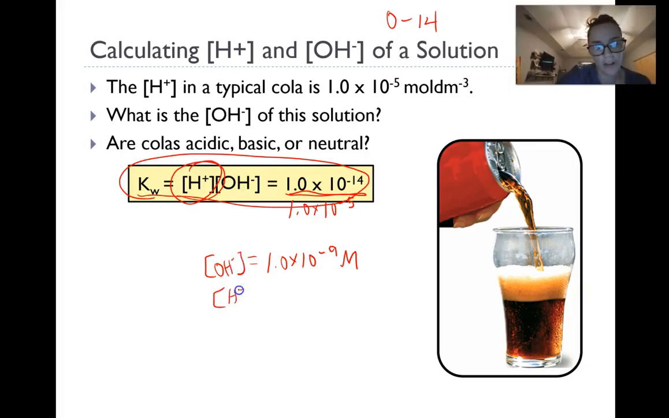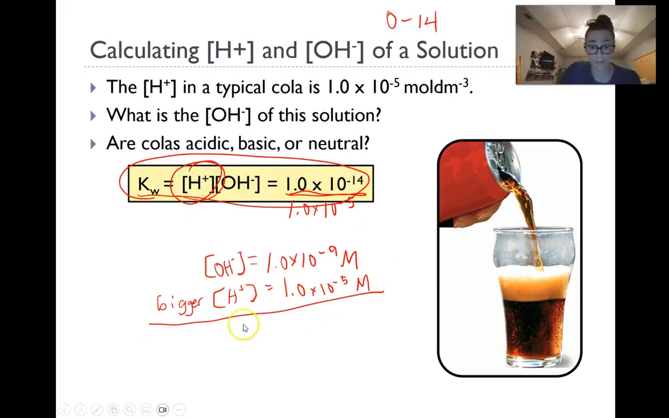And our hydrogen ion concentration is 1 times 10 to the negative 5th. So what is greater, hydrogen or hydroxide? Definitely hydrogen ion is bigger, because remember, 1 times 10 to the negative 5th is bigger than 1 times 10 to the negative 9th, because we're talking about decimals here. So because this is bigger, Coke is acidic, and it actually has a pH of 5. Are you kind of getting the hint that the pH is related to this number here? Because it is. Okay.